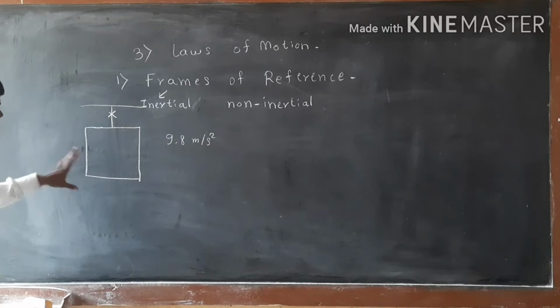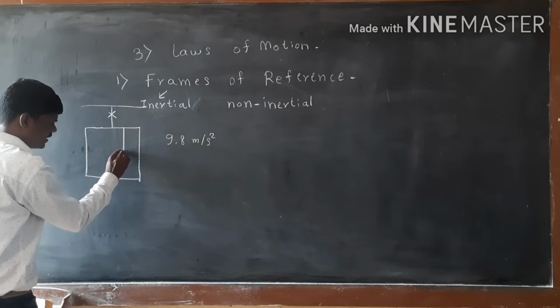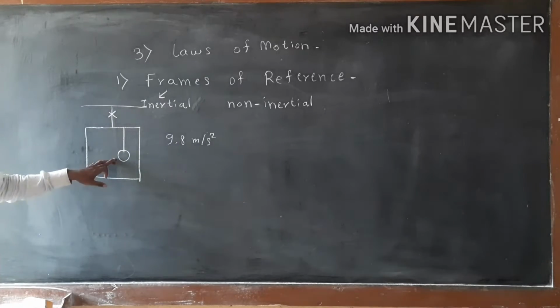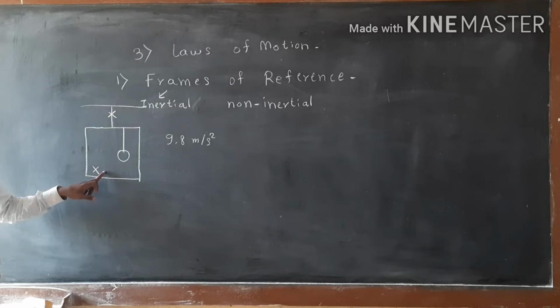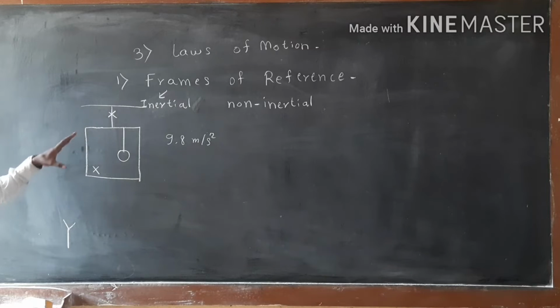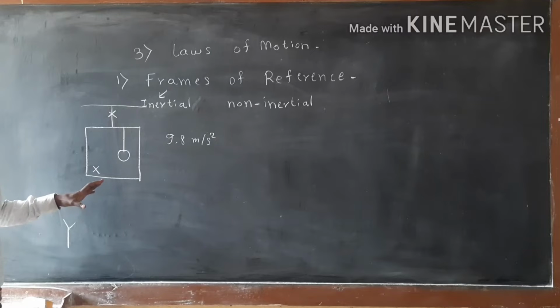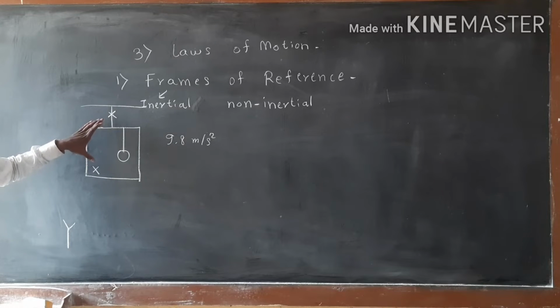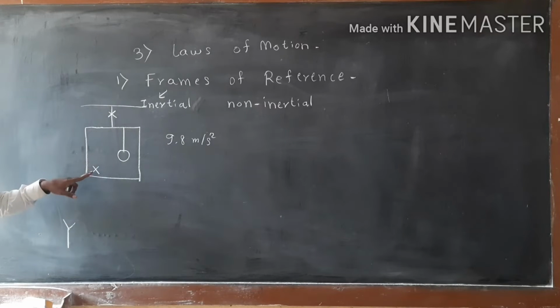Now just imagine or hang a pendulum inside the lift. Now let's take an observer X inside the elevator or lift, and an observer Y outside the building. What we are going to study is the motion of this lift from the top floor of the building to the bottom, and the same event is observed by the observer inside the lift and the observer outside the building.